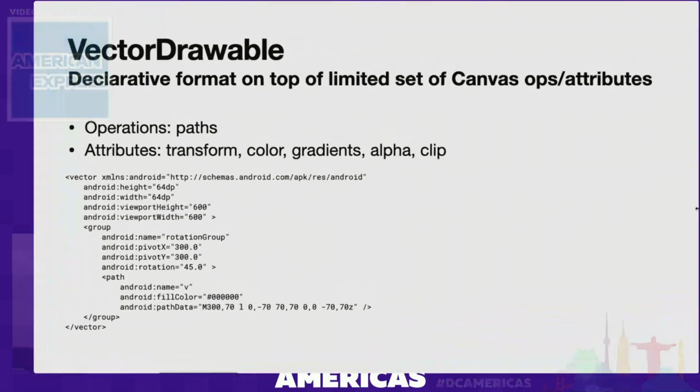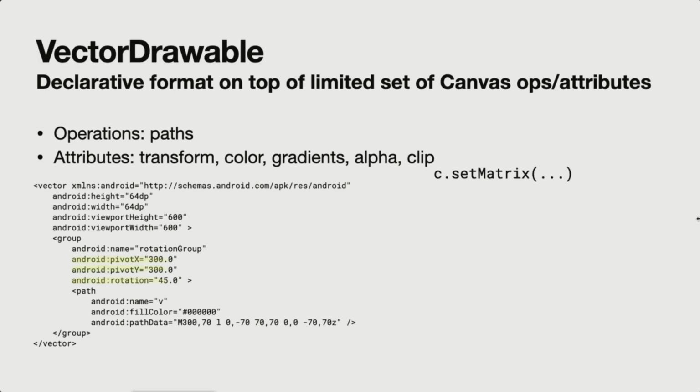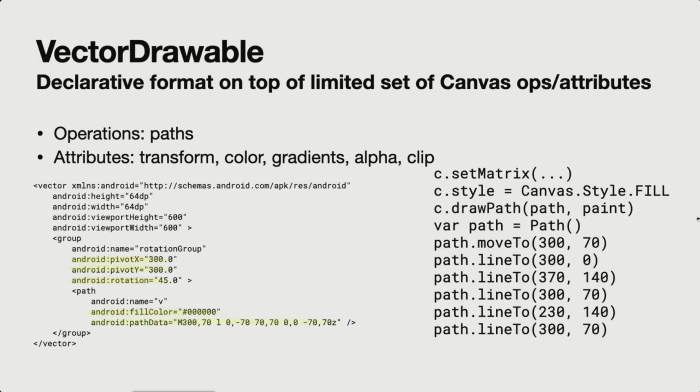So in that example that you see on screen, we have a path with a fill color and a pivot. And when we look at what happens on canvas, for the pivot and the rotation, we set a matrix. For the fill color, we're going to set a fill style for the path. We're going to draw a path with that style. And the path data tells us how we can build the path object with the move in lines and curves.